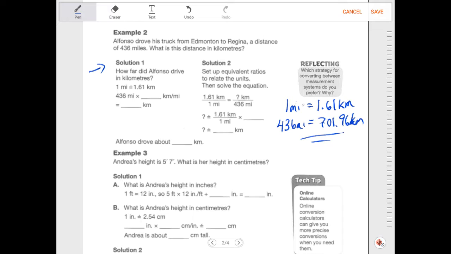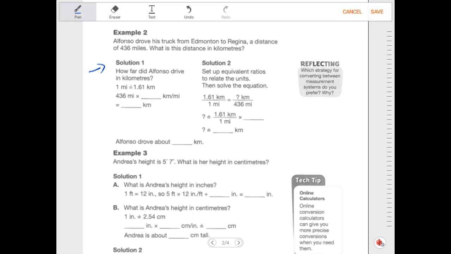Basically, here you have to think, I know that 1 mile is 1.61. Well, heck, now I have 436 of these. So I better take this and times it by 436 because I had 436 miles. I'll show you the other way. This next way is probably my preferred method, and I think that you'll find it a little bit easier as well.